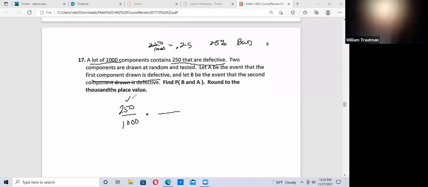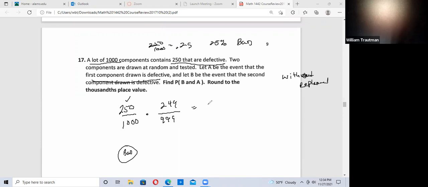Okay, so if the first one was defective, now it doesn't tell you. It says 2 components are drawn at random. I'm going to write down here, it should say something like without replacement. So it's not putting back this first one, it has a bad part. It's sitting there. They're not putting it back in the bag. So now the second one defective, there's only 249 left, but there's only 999 left also because we already have one bad one that's sitting out of the bag. So this is the answer. Put this in your calculator, 250 divided by 1,000 times 249 divided by 999, and you should get the answer.